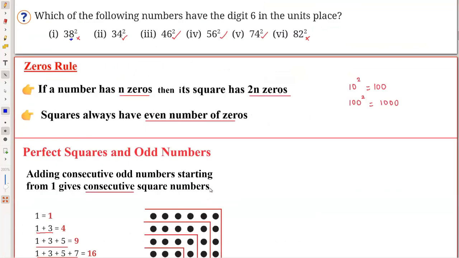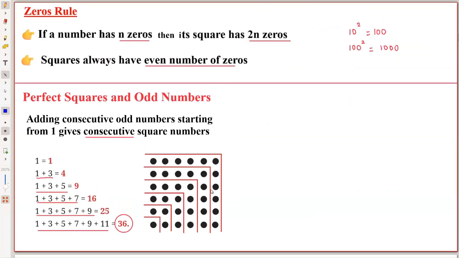Right. So next, the 0 rule. If a number has n zeros, then the square has 2n zeros. If a number has 1 zero, the square number has 2 zeros. If the number has 2 zeros, the square has 4 zeros. So you have to multiply by 2. n zeros means 2n zeros while taking the square.